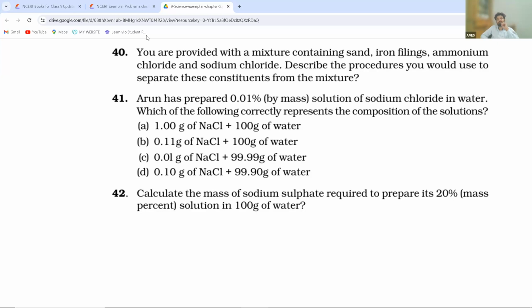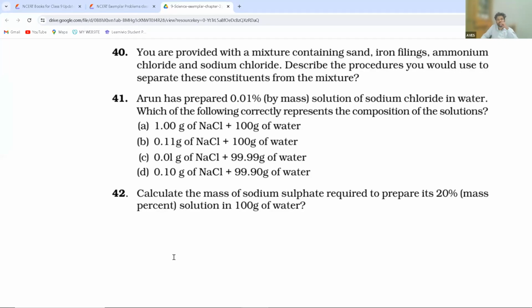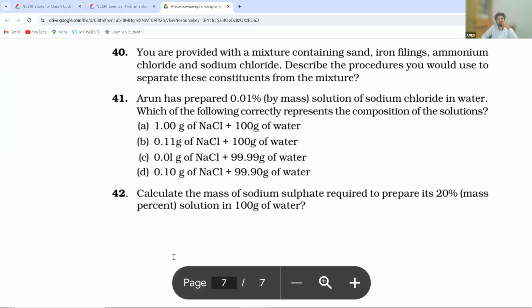Done? Yes, sir. What's the answer? 5 grams. 25 grams. And what's your answer? 5 grams. Is it 5 grams, Anam? Sir, I'm still solving. I mean 25 grams. Simple, we have done it in the previous class.